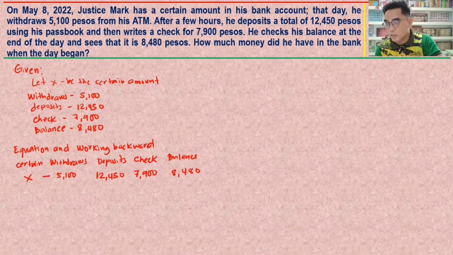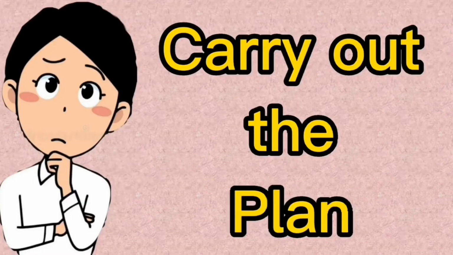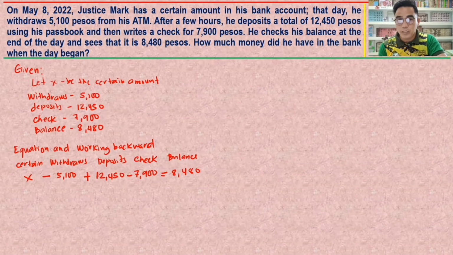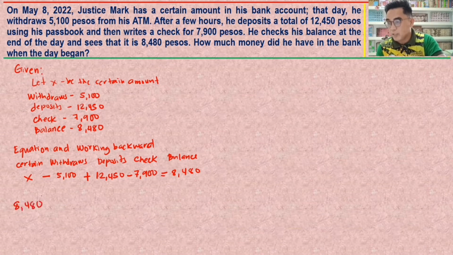When we say withdraw, that is minus. When we say deposit, plus. Check, minus, and the balance is equal. Carry out the plan. After having these details, we're going to use the information by applying the working backward method. And that is, we're going to start from the balance going to the certain value. We're going to bring down 8,480, reverse of minus, that is plus 7,900, minus 12,450, plus 5,100 to get the value of X.